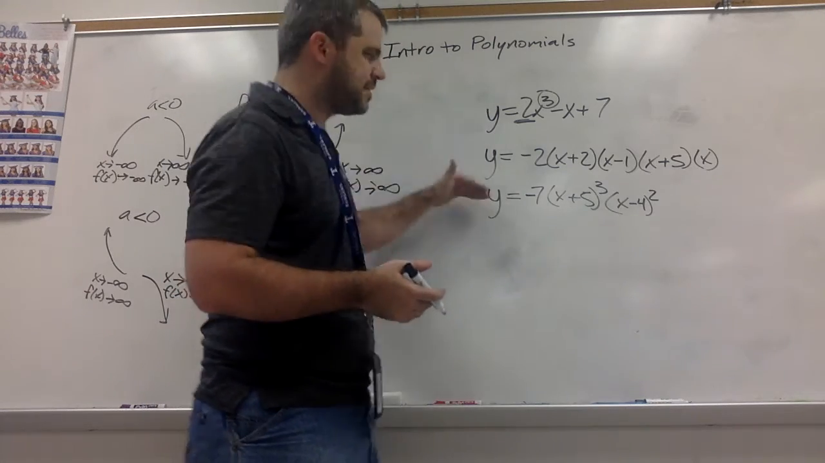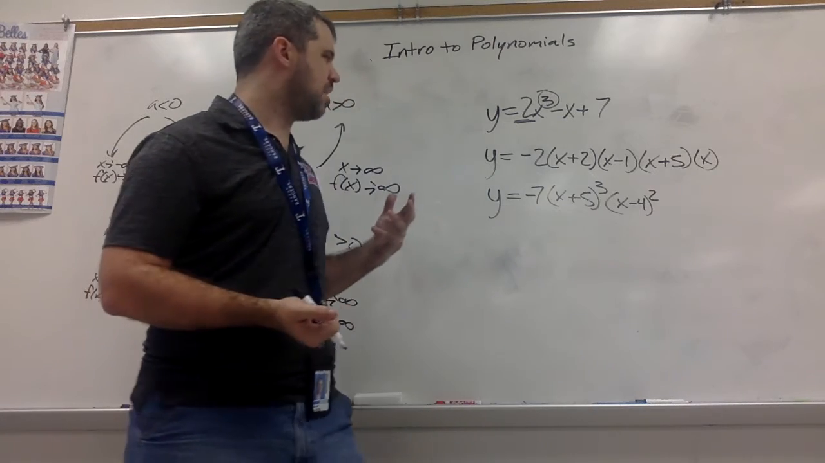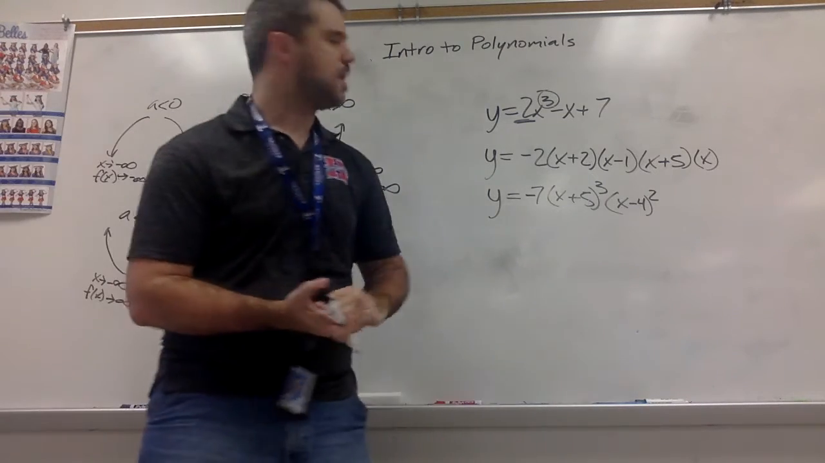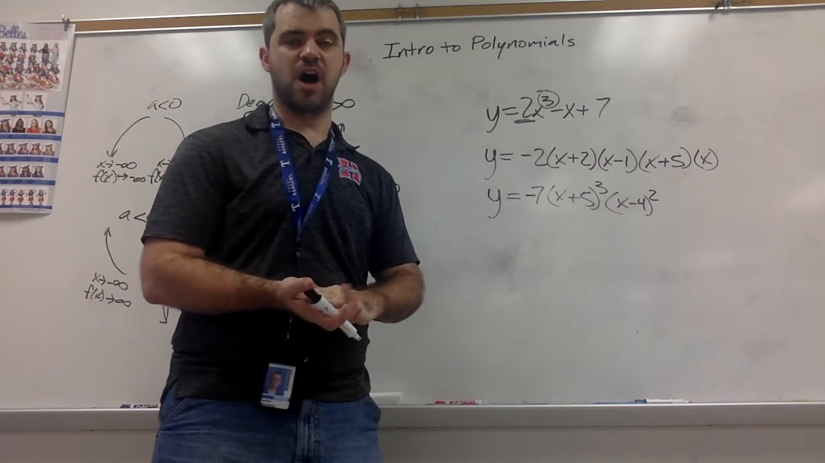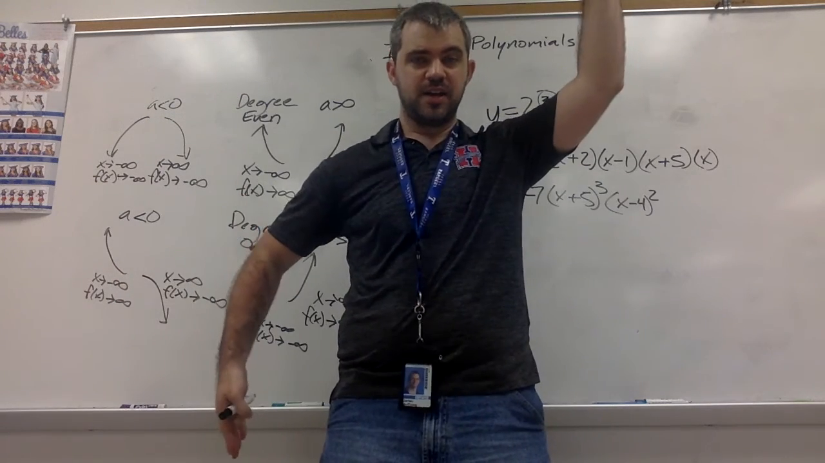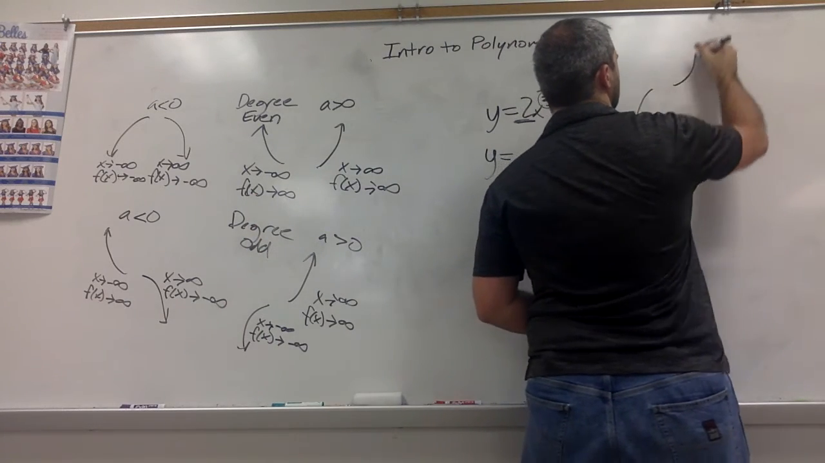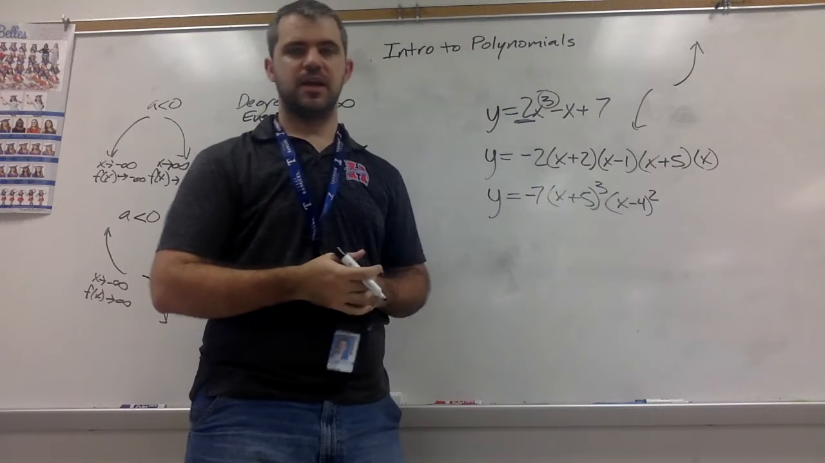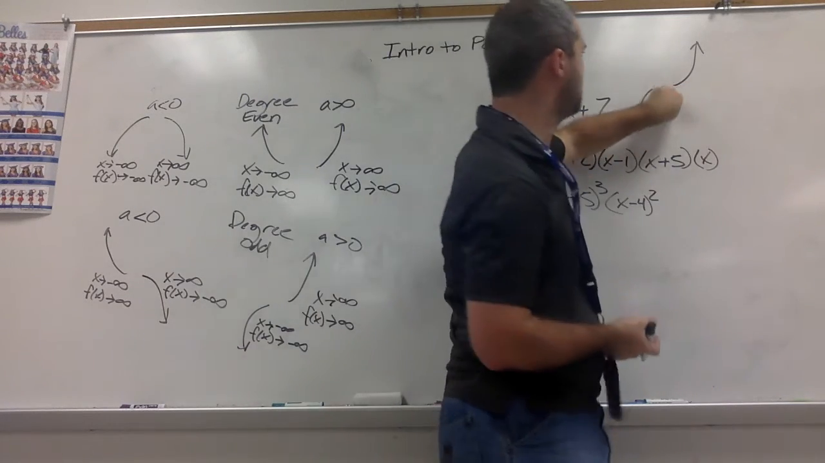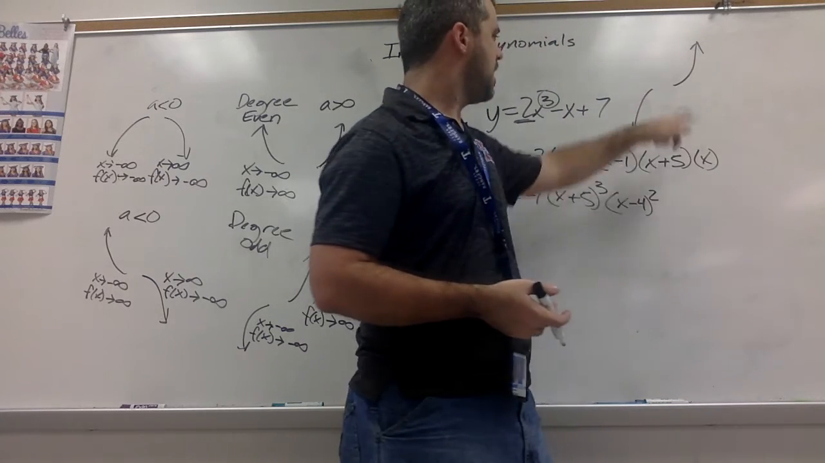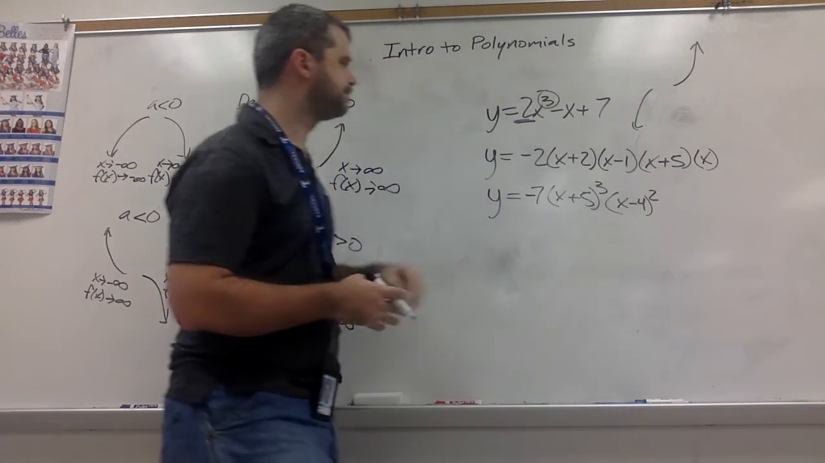So let's look at these and see if we can just sketch what's going on based on these rules that we've learned. So this guy, our leading coefficient is positive, our degree is odd. So it's going the way that we expect. So this one should look like this. As x goes to infinity, y goes to infinity. As x goes to negative infinity, y goes to negative infinity.